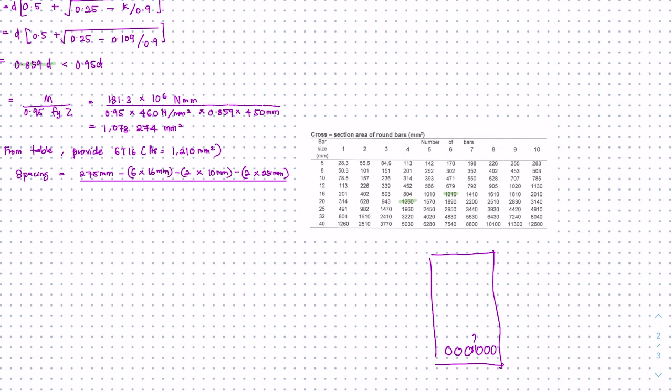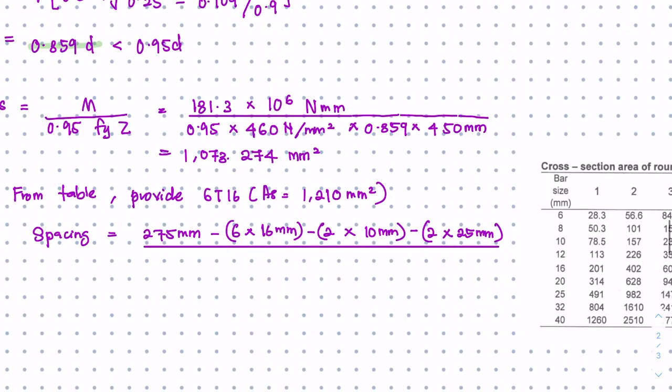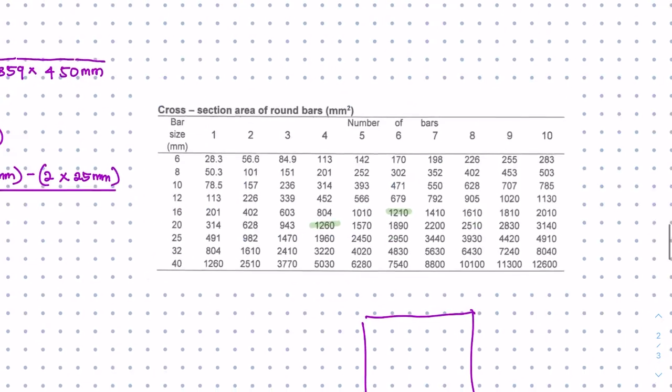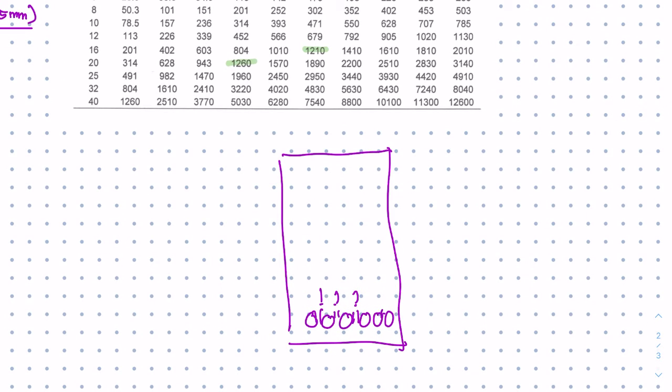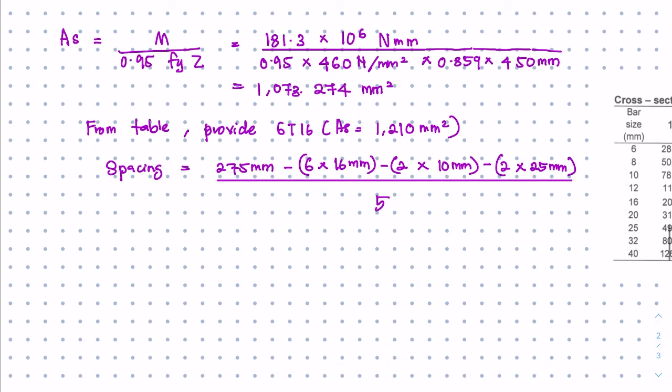So the spacing that we want, the small gaps here, how many are there? Since it is a single layer only, we divide it by 5, because there are 5: 1, 2, 3, 4 and 5, the spaces in between bars. Then I get 21.8 millimeter, which is not okay because it is less than h aggregate, which is the maximum aggregate size plus 5 mm.